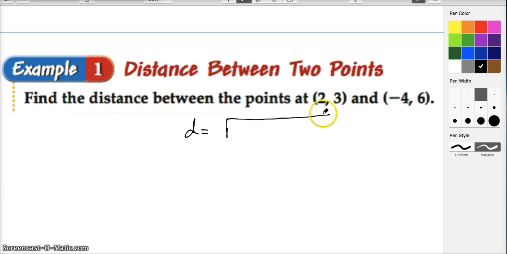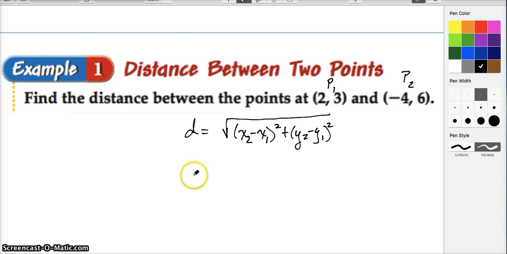So now that we know where the formula comes from, I feel confident to write it down to use it. X sub 2 minus x sub 1, quantity squared, plus y sub 2 minus y sub 1. So I'm going to find the difference between my x's. Let's call this point 2. Let's call this point 1. So to find the distance between these 2 points, I'm going to do negative 4 minus 2 quantity squared plus 6 minus 3 quantity squared.